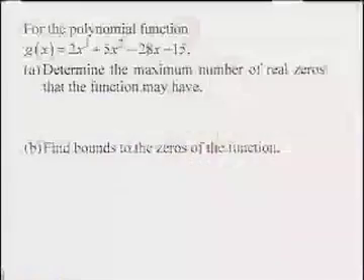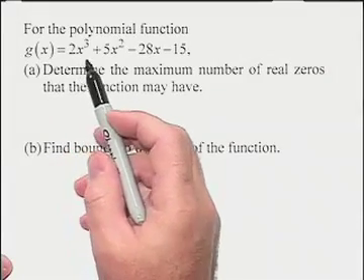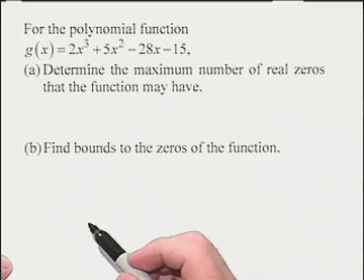For this problem, we examine a polynomial function. We're going to analyze the function through various parts, ultimately leading up to a graph of the function. Our polynomial function is g of x equals 2x cubed plus 5x squared minus 28x minus 15.